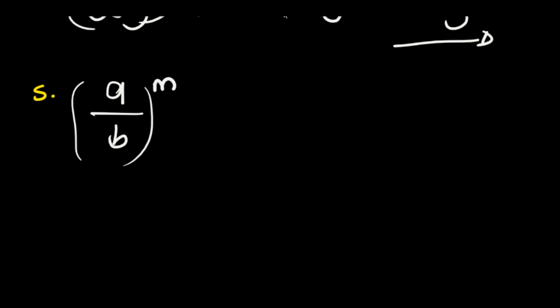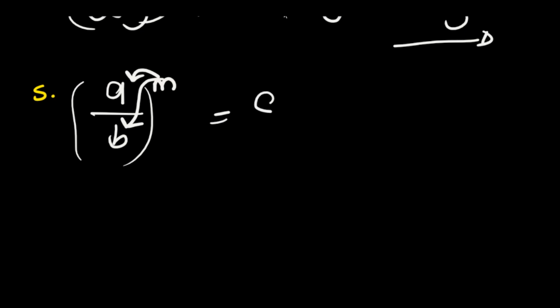Now, let's try out law number 5. Law number 5 says that if you have a base on the top and bottom, if you have a fraction like this, and then a power outside the brackets, the same thing is going to apply the same way we did the previous law. This m is going to multiply any power that it finds inside this bracket here, whether it's in fraction form or not. It's just going to multiply anything that it finds inside the bracket. And when I say anything, I mean the powers, the exponents, right?